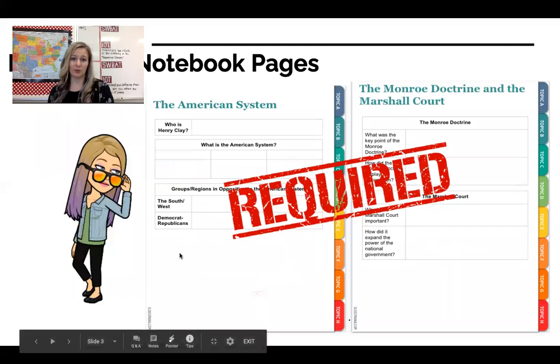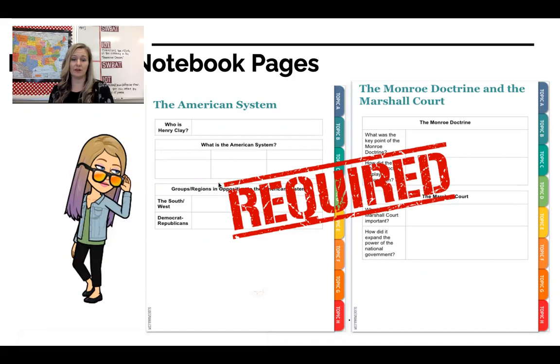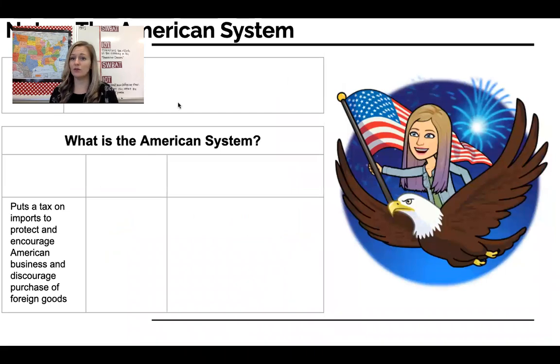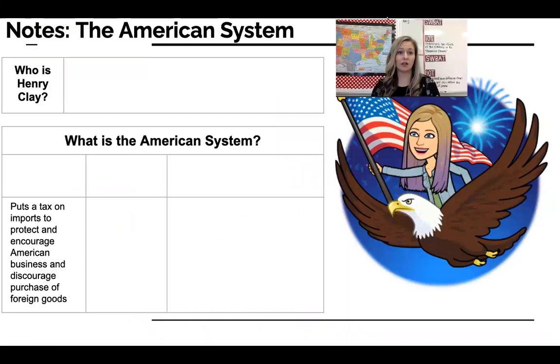So we've got two pages that we're going to be doing in the interactive notebook today. One of them here on the left is on the American system, and the other one is on the Monroe Doctrine and Marshall Court. We will not be doing the Marshall Court part of this page yet. We are only going to do the Monroe Doctrine part. Next week, we will pick up with that Marshall Court portion and go back and fill that in. So let's go ahead and get into these notes. If you needed to pause the video to pull up your interactive notebook while you're watching it, that's fine.